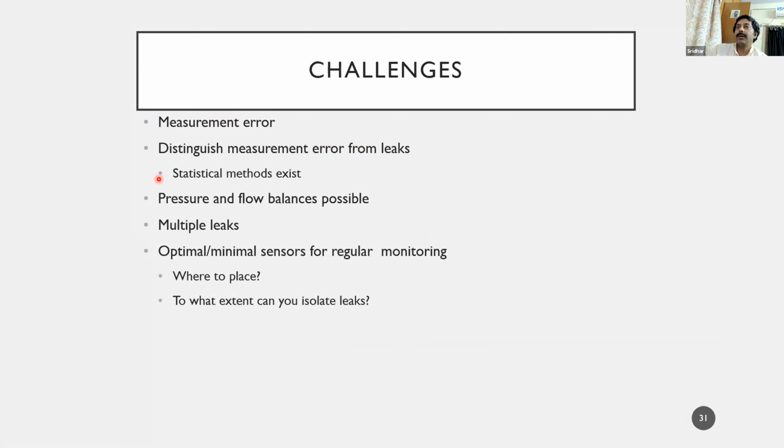Then if you really have optimal or minimal sensors for regular monitoring, where should you place them, and to what extent can you isolate leaks? Although I talked only about leaks, in physical networks over here, our feeling is some of these are generalizable to other kinds of network problems. Sanjeev presented some, and my interest got piqued when he talked about networks, protein networks, I believe. So if you have chemical reaction networks or metabolic networks or other kinds of biological networks, can we use some of these ideas again? Edges could mean relationships, or edges could mean something else. Nodes could mean something else, depending on the context.